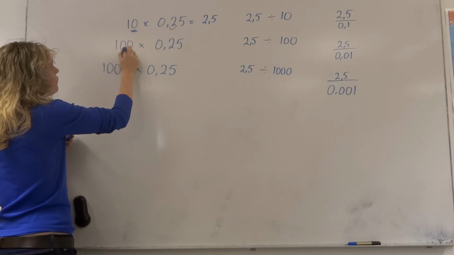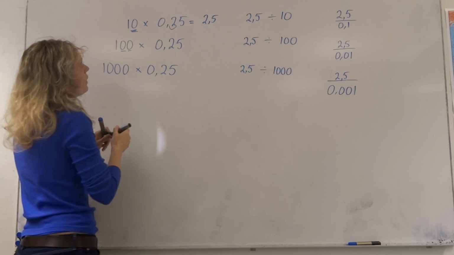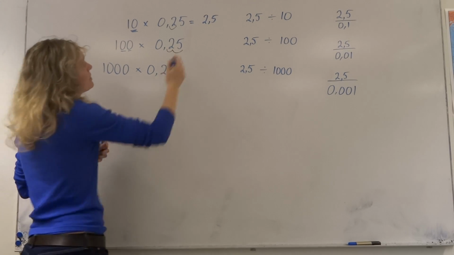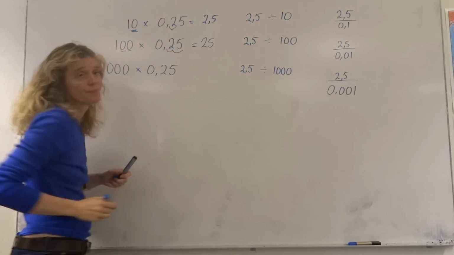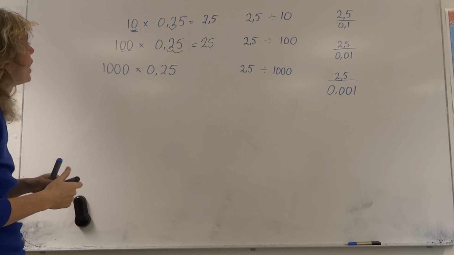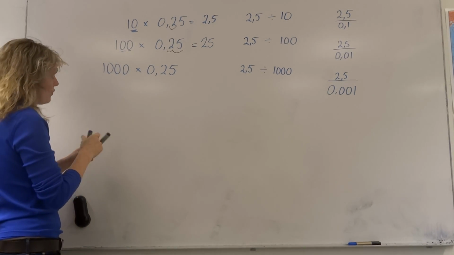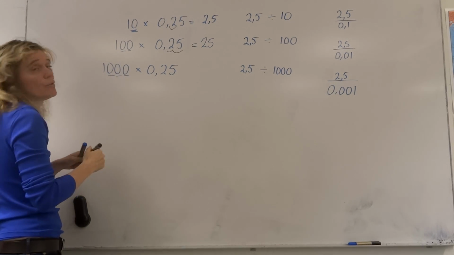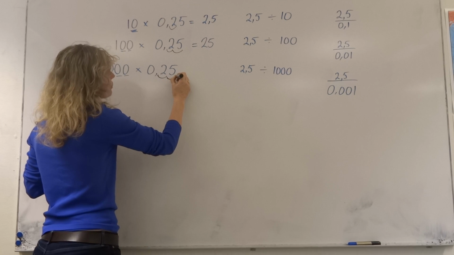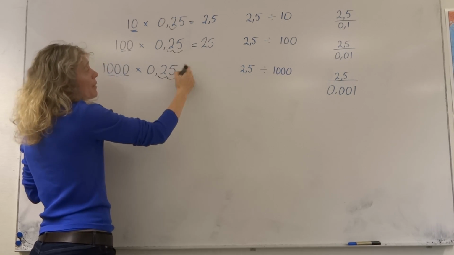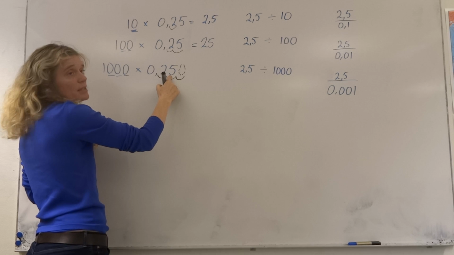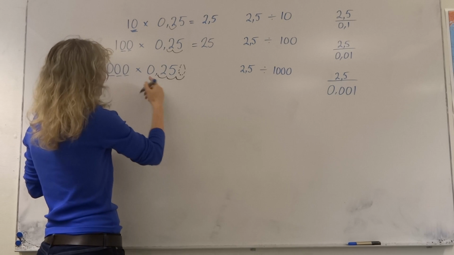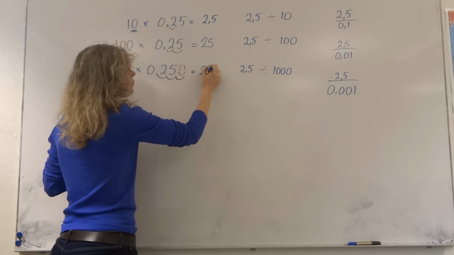100 times 0.25, here I have 2 zeros, so I'm now allowed to move the decimal point 2 places to the right, giving me the answer 25. 1,000 times 0.25, well, I have 3 zeros here, which is going to allow me to move the decimal point 3 places to the right. What do I do when there's a gap there? Well, we know that behind this 5 there's loads of zeros, so we just put them in. So the answer to 1,000 times 0.25 would be 250.